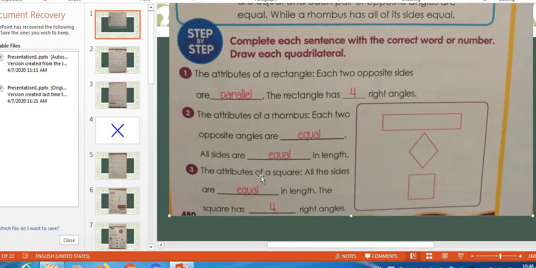Okay, the attributes of a square, very easy. In the square, all sides are equal in length, and the square has how many right angles? 4 right angles. Okay, I can draw here 4 small squares in blue to show you the right angles. Moving to the other slide.